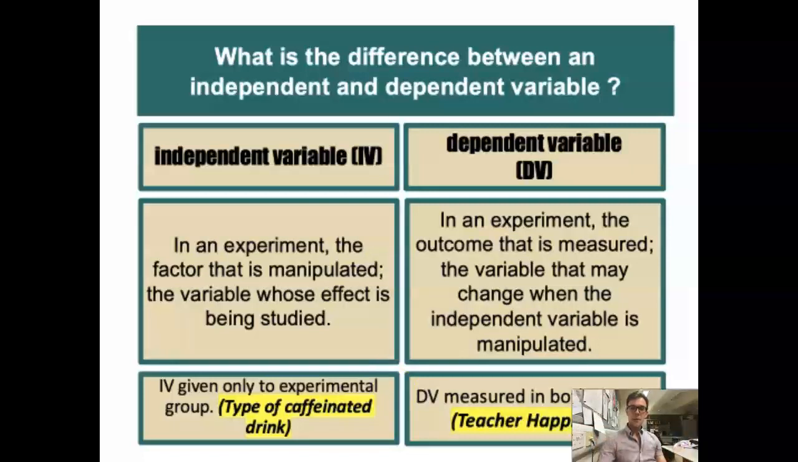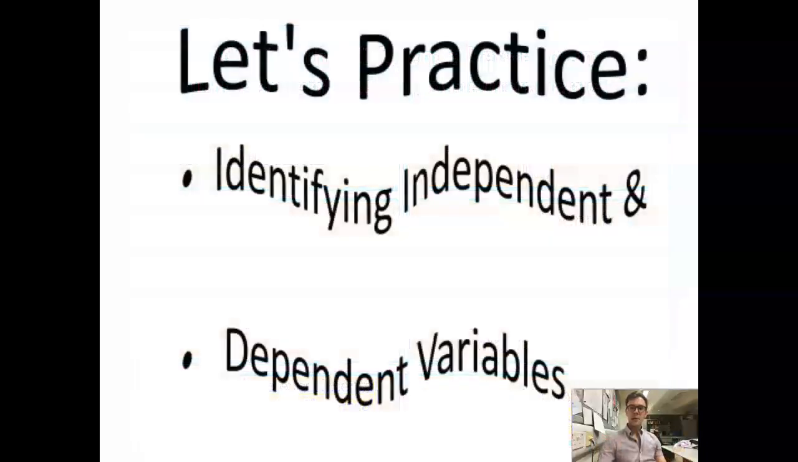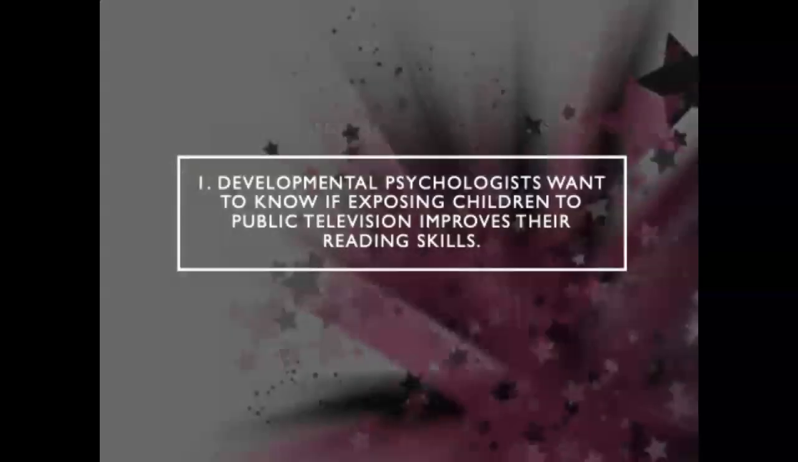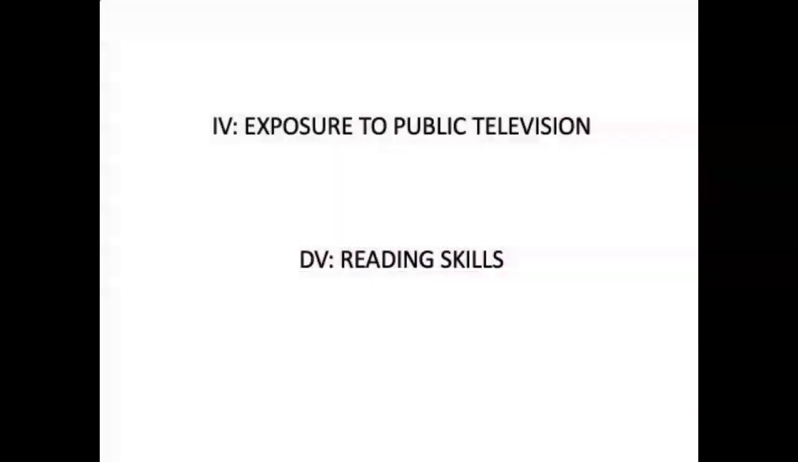Okay, so let's do a little bit of practice here. Developmental psychologists want to know if exposing children to public television improves their reading skills. What is the independent variable and what is the dependent variable? The answer is the IV is exposure to public television. Dependent variable is reading skills.